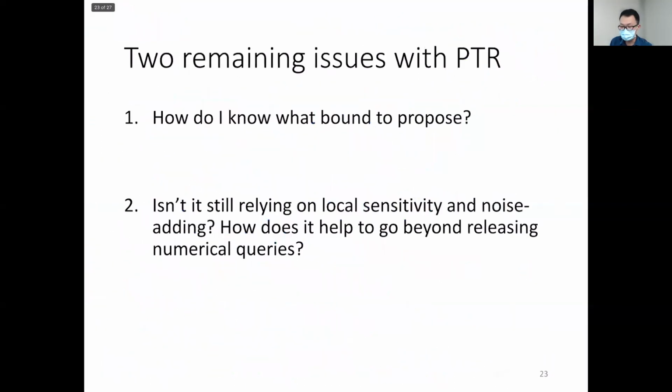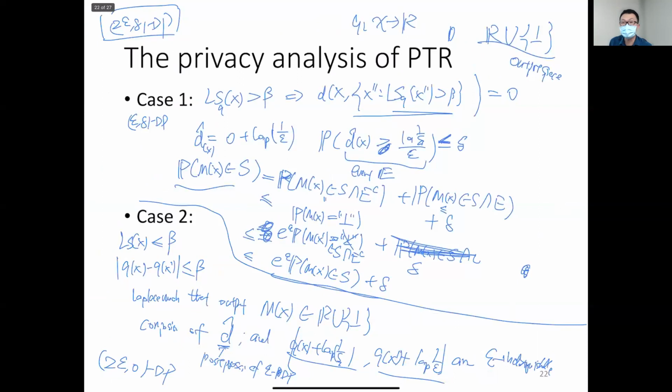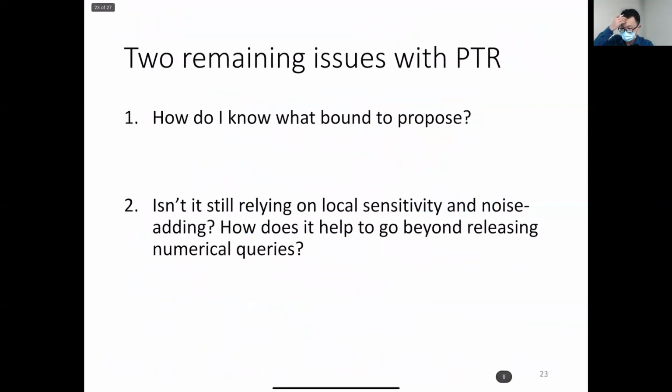Okay, so is this argument clear? So any questions about this? Okay, no questions. I'll move forward.